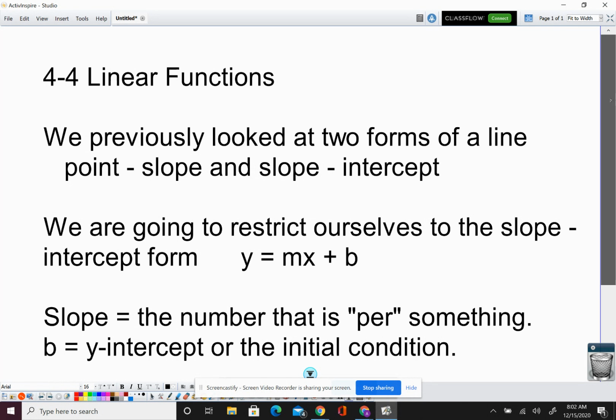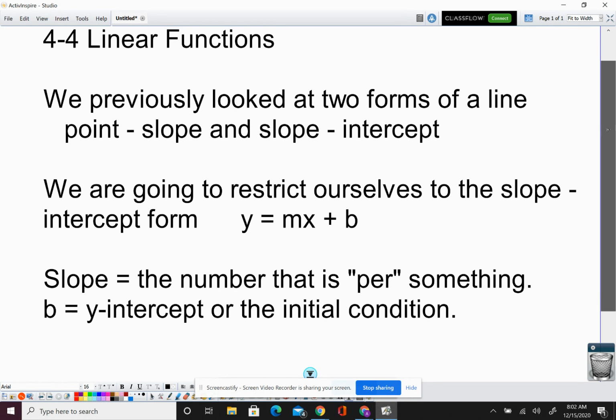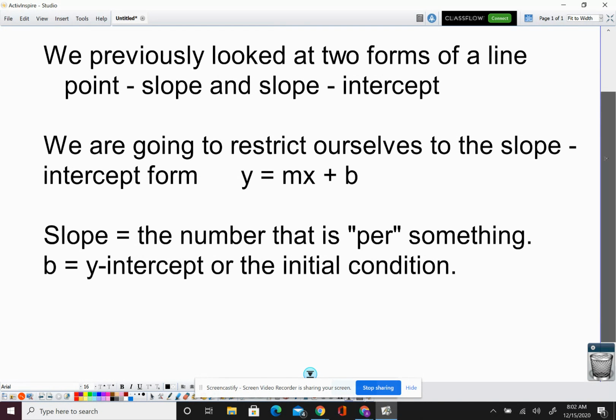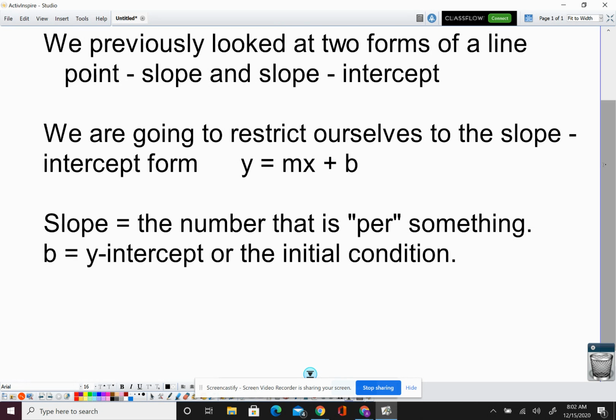So the slope, in the last chapter I said, when you see the word per something, like miles per hour or cost per ticket or something along those lines, that number is going to be your slope. And the y-intercept, or the b, is what's called the initial condition. How much did they start out with?